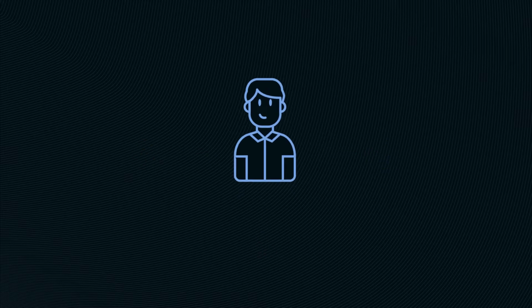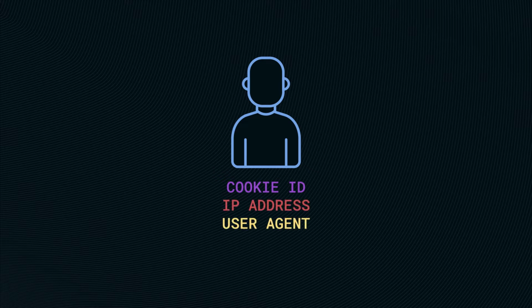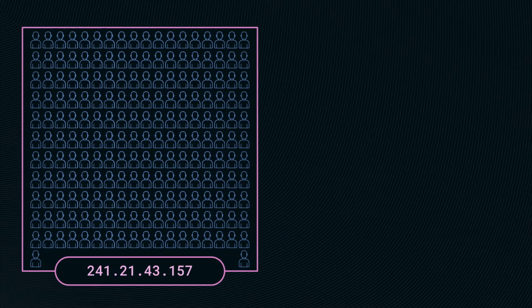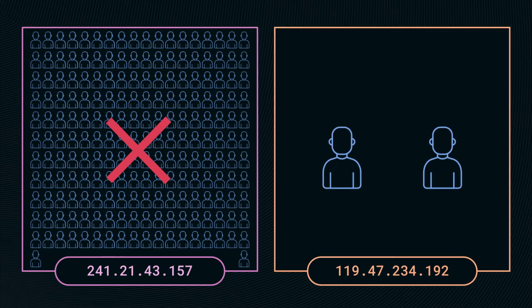For this we need to know everything we can about our users. For instance, what cookie they had, what IP address they used, what user agent they had. Let's take an example of IP address. On the left hand side you can see 200 different visitor IDs coming with the same IP address. This is likely not belonging to the same person. On the right hand side you can see 2 different visitor IDs with the same IP address. It's much more likely that these 2 visitor IDs belong to the same person.